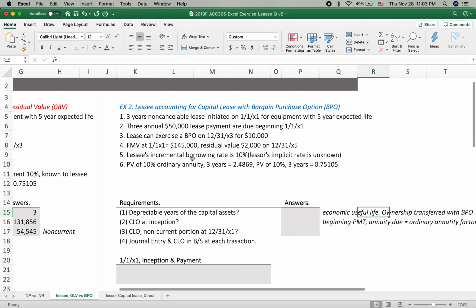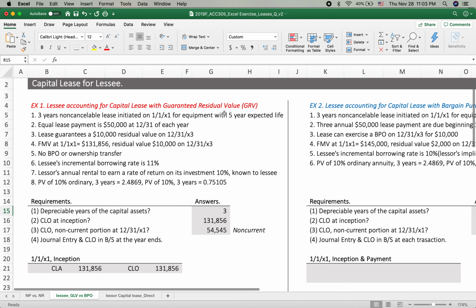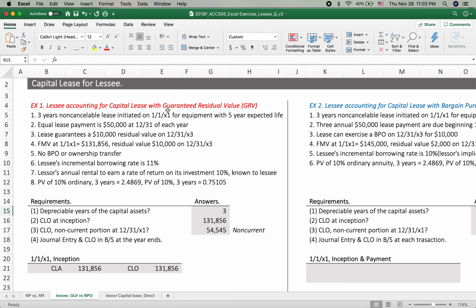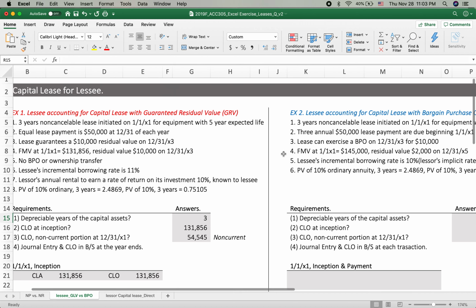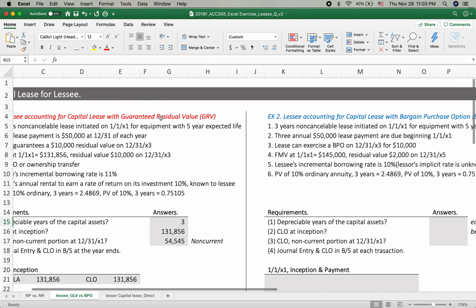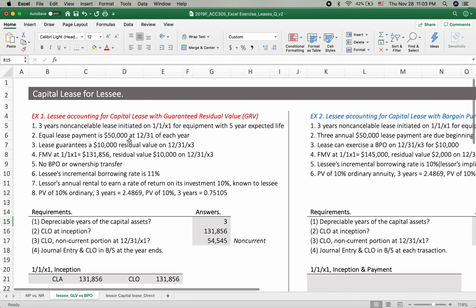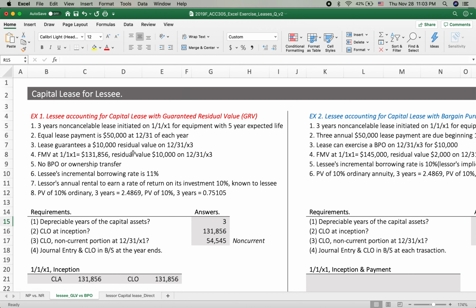Okay, hello guys. Today we are going to practice the lessee accounting for capital lease with bargain purchase option, followed by the guaranteed residual value that we practiced in the last video clip. The difference between the two cases is that with the guaranteed residual value, the lessee should return the capital lease asset at the end of the lease term.